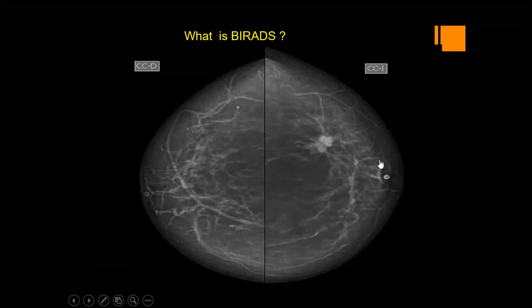Yes. If it is associated with microcalcifications, polymorphic microcalcifications, then it will be 5. Yes. The more suspicious descriptors you add, the more you upgrade the lesions. But you consider the positive predictive value for each descriptor. Okay.